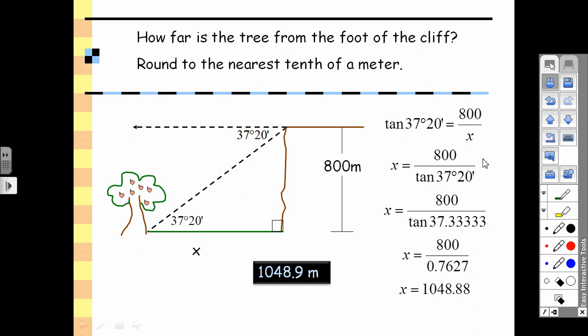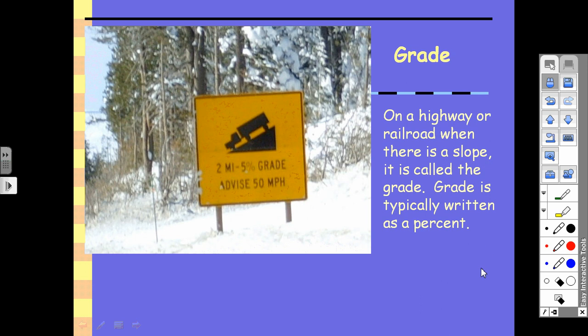Another type of question is going to deal with, ooh, that was kind of blurry, oh well, grade. So if you have ever driven to Tahoe, whether in the summer or the winter, you see these signs on the side of the road that tell you the percent grade and how long it is, and they advise caution and a certain speed that you should go. And they usually have a little picture of a truck going downhill.